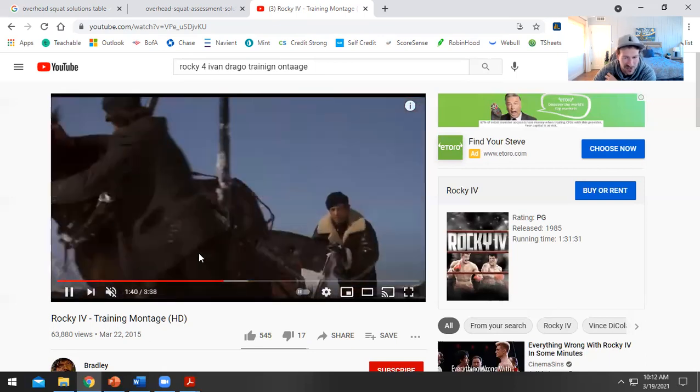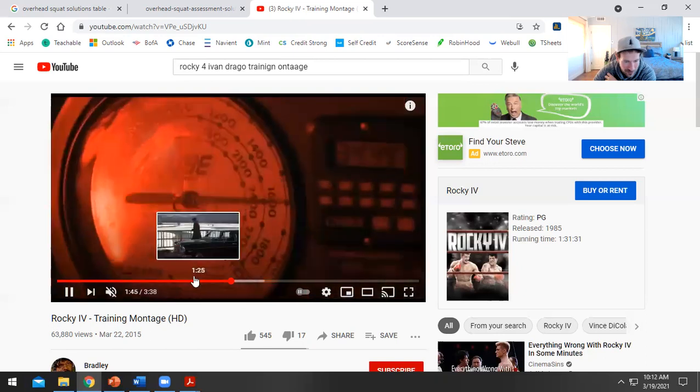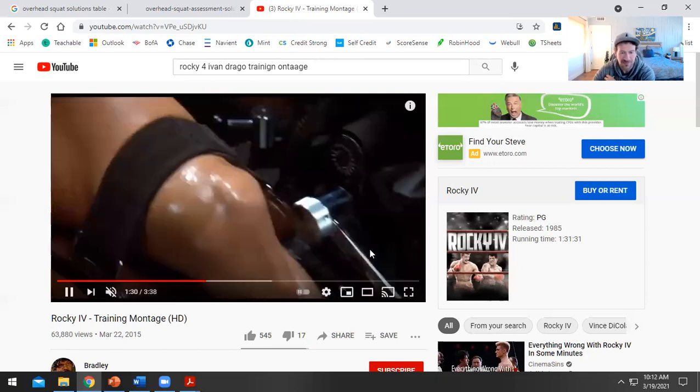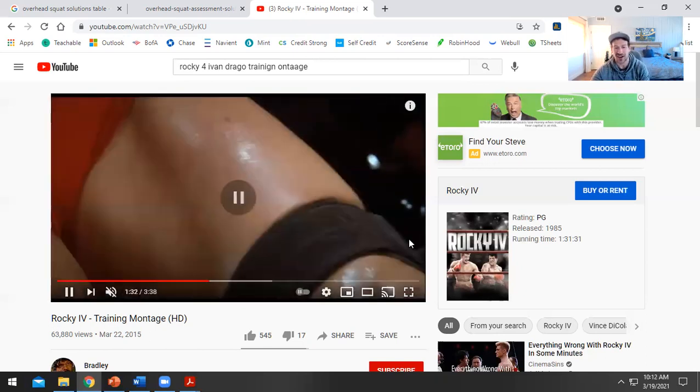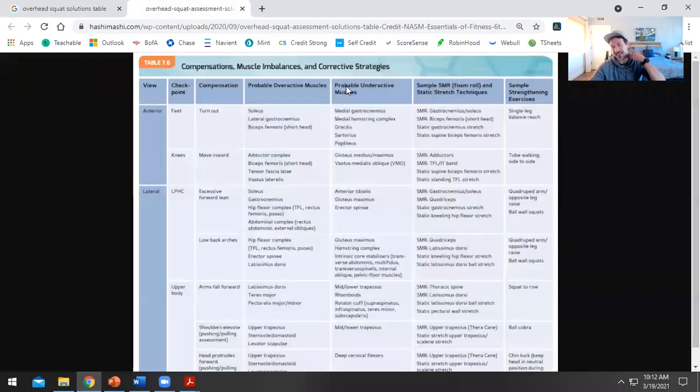There's him doing external rotation. Where's the part where he's on the quad machine? There it is. This dude's quads are out of control. You can see that's his VMO. I guess the camera doesn't have it, but right there at the kneecap, it's insane. I remember just being like, that dude's quad is bigger than my waist.